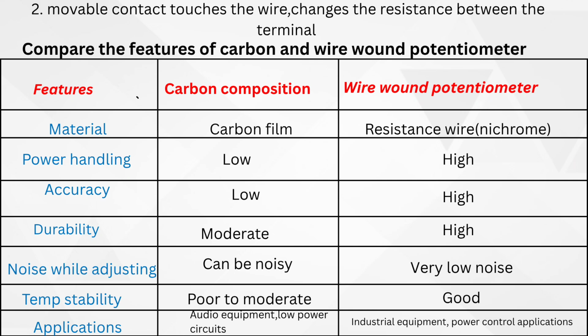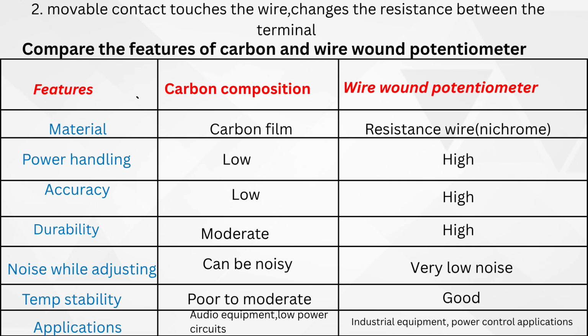While adjusting the carbon composition resistor, it will make more noise, and coming to the wirewound potentiometer, it will generate less noise. And temperature stability. Temperature stability means how long it is capable of working under temperature. The carbon composition resistor is moderate, and the wirewound potentiometer is good, meaning it has good temperature stability.